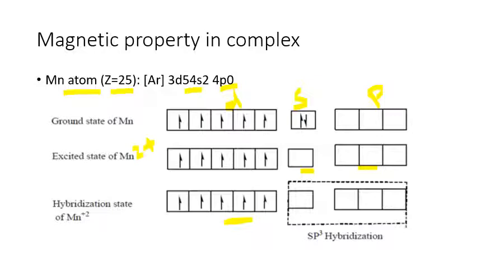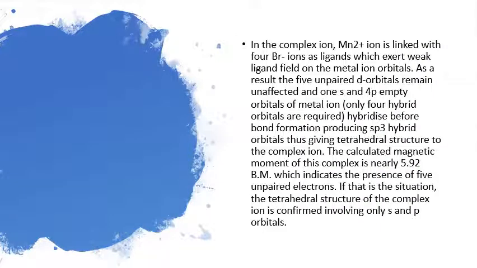So sp3 hybridization takes place to form 4 new hybrid orbitals. Understood? These can easily accept the lone pair of electrons, that is, 4 bromide ions can easily come up and form the complex. So here the complex ion manganese is linked with the 4 bromide ions, which act as a weak ligand field on the metal ion's orbitals.